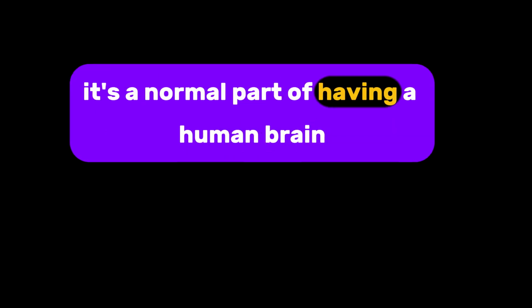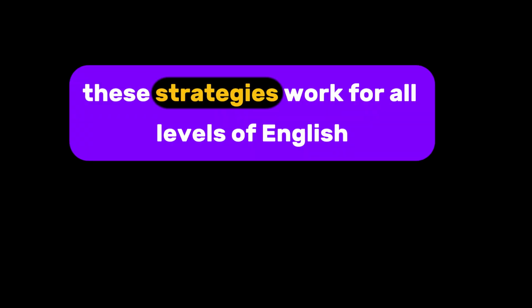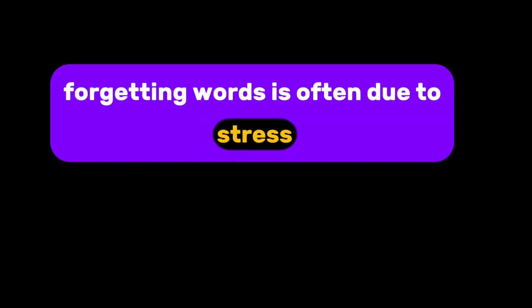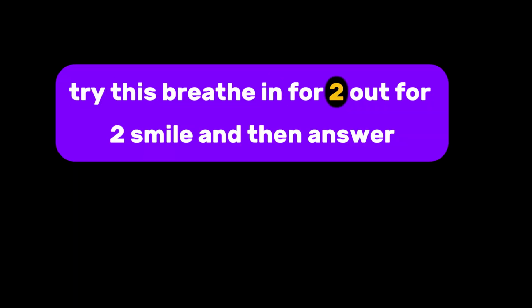Even after mastering the SUUU process, you will always forget some words from time to time. It's a normal part of having a human brain. These strategies work for all levels of English and can be used immediately. Strategy 1. Use the breathe, smile, and answer technique. Forgetting words is often due to stress. If you find yourself blocking, try this. Breathe in for 2, out for 2, smile, and then answer. Relaxing makes it much easier for words to appear in your head.